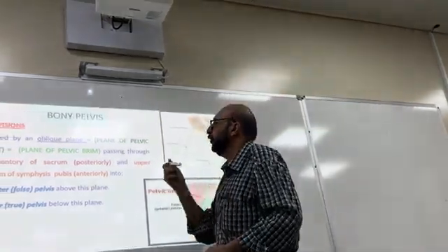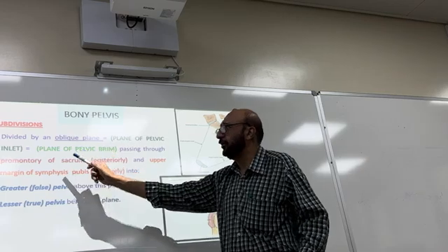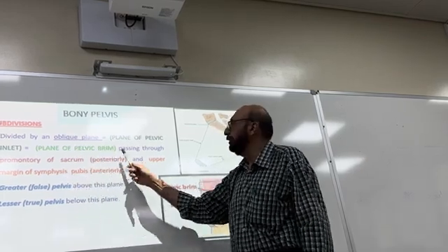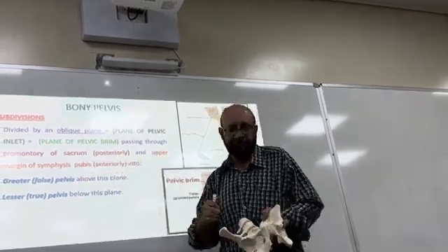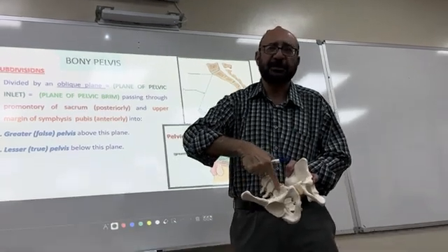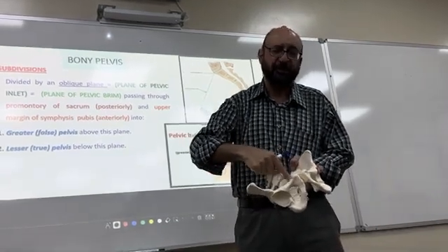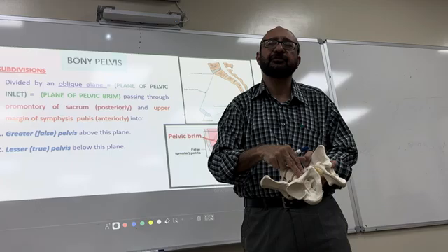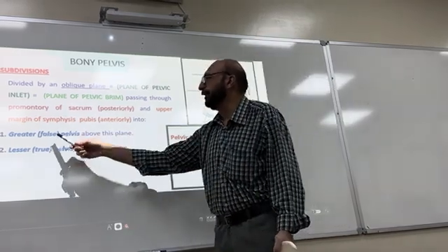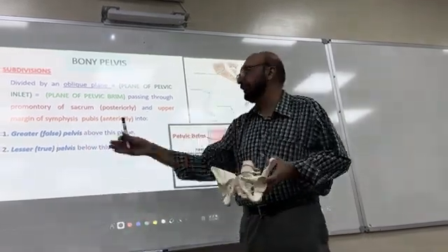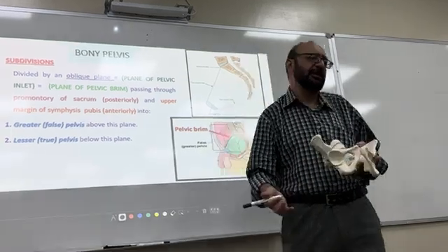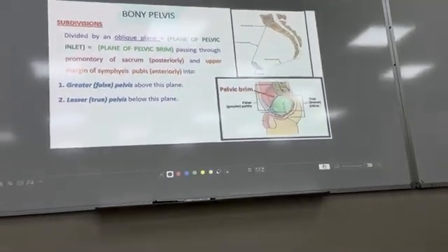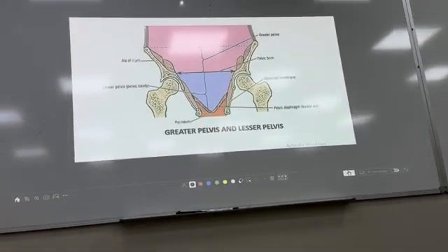So we have the oblique plane of the pelvic inlet, or pelvic brim, passing through the promontory of the sacrum. This elevated, protruded part of the sacrum is called the promontory. The greater or false pelvis is above this plane, the lesser or true pelvis below this plane, and the pelvic cavity. Understood? This is how it looks.